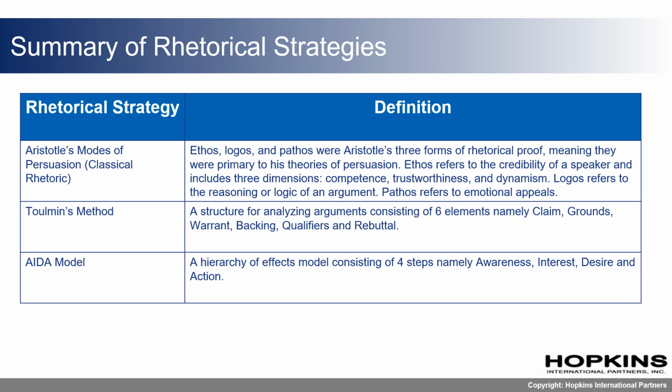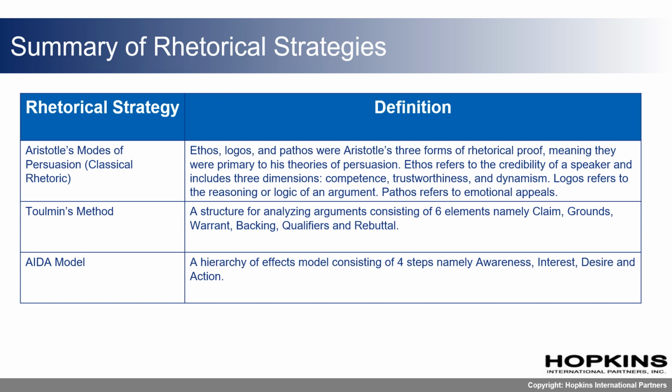We can summarize all the rhetorical strategies as follows. 1. Aristotle's modes of persuasion, ethos, logos, and pathos were Aristotle's three forms of rhetorical proof, meaning they were primary to his theories of persuasion. Ethos refers to the credibility of a speaker and includes three dimensions: competence, trustworthiness, and dynamism. Logos refers to the reasoning or logic of an argument. Pathos refers to emotional appeals.